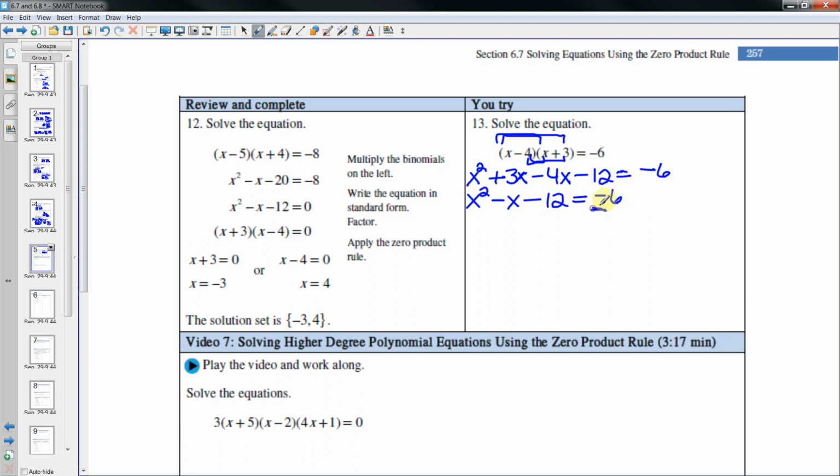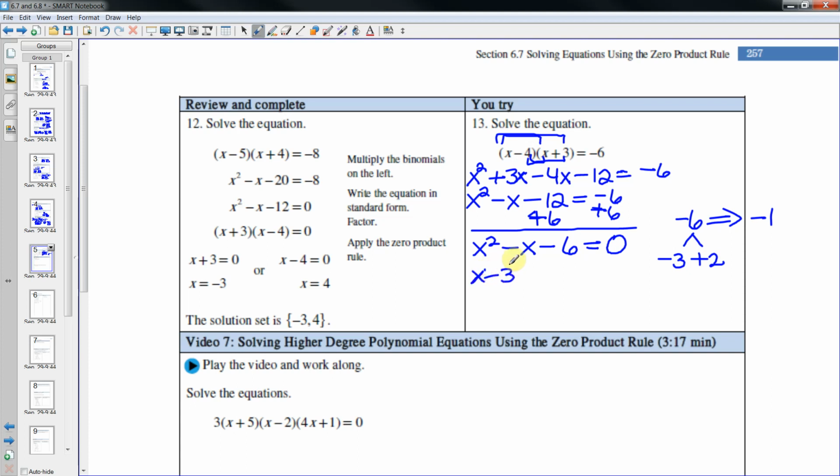Now move the 6 over. So I'm going to add 6. So x squared minus x minus 6 equals 0. This one's a little bit easier to factor because I don't have to do the AC method. I can just find factors of negative 6 that add up to a negative 1. So that would be negative 3, positive 2. And then we're going to make our factors in our parentheses. X minus 3, x plus 2 equals 0.